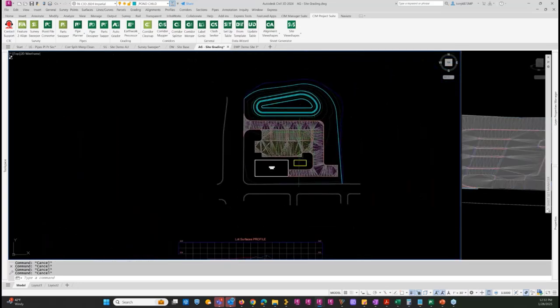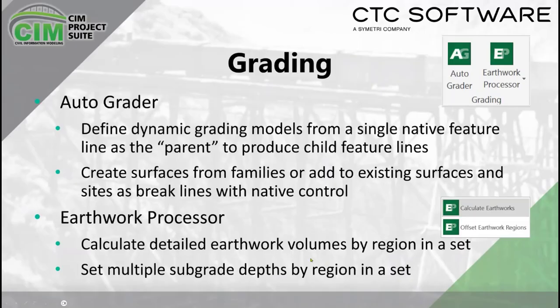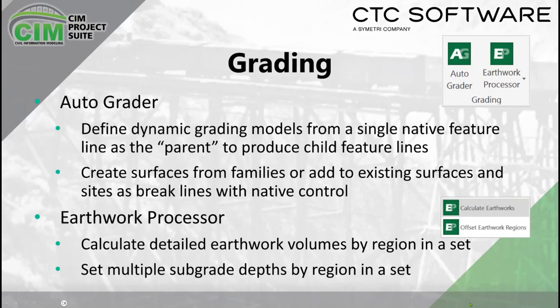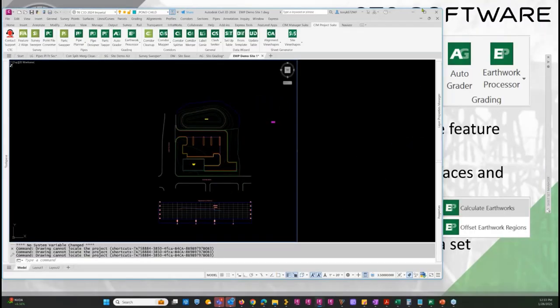So next, let's move to Earthwork Processor. What Earthwork Processor will do is calculate detailed earthwork volumes by region in a set. You can set multiple subgrade depths to those regions. So let me open that up. I'm afraid I'm going to run out of time. Here, so we'll show you what that looks like.